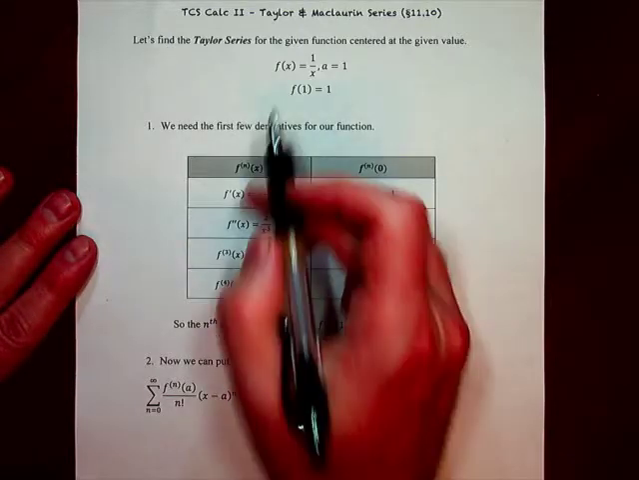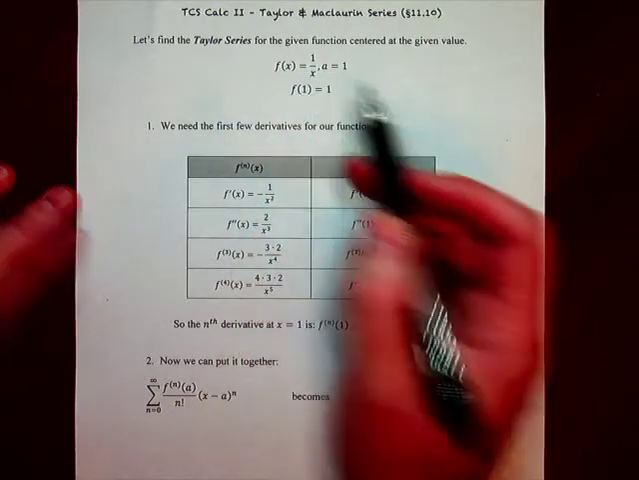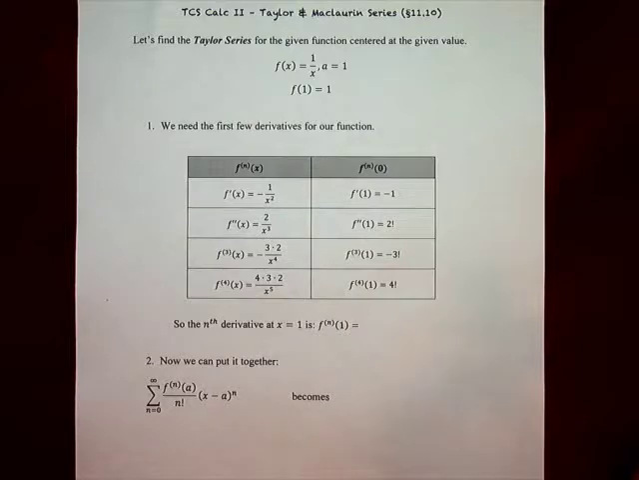So what we want to do is find the Maclaurin series for this, the Taylor series, using the Taylor formula. And then we'll show that it is the same thing as we would get if we were to do it by the other method, okay?